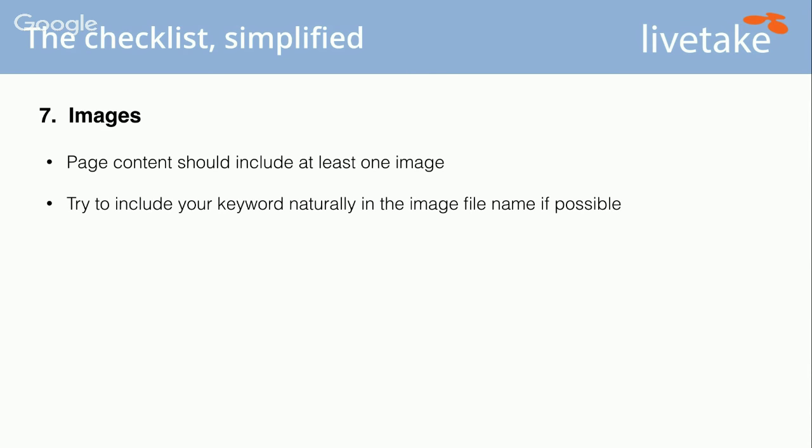So moving down the list, we're now at number 7, which is images. Page content should include at least 1 image. Try to include your keyword naturally in the image file name if possible. As an example, if you download an image on your computer today, you get to name that file. So you should probably name it with the keyword that you're trying to optimize for. It doesn't hurt. So if I have a picture of, in our example, Brand X furnace, I want to save it on my computer as brand X furnace, JPEG or GIF or PNG or whatever image file.